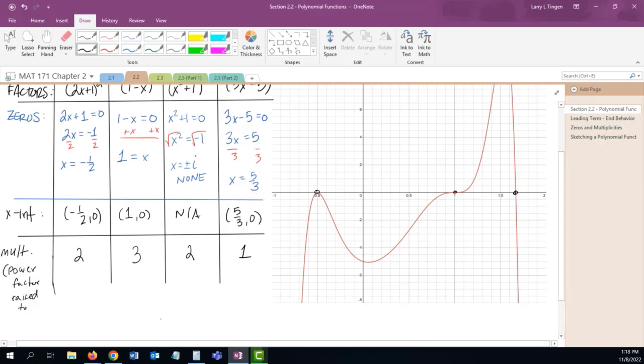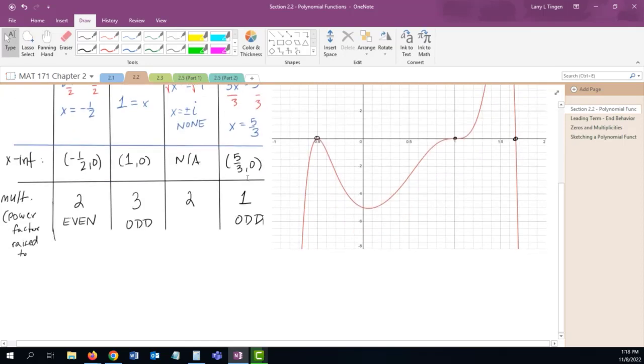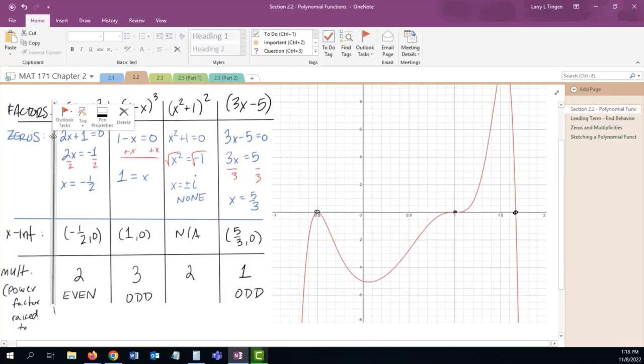What kind of number is 2 and what kind of number is 3? How are they different? Any thoughts? Even and odd, exactly. So my first 0 is even. The next one is odd. I'm going to ignore the imaginary one for a second. And then this last one is odd. That determines the behavior when it comes to zeros.